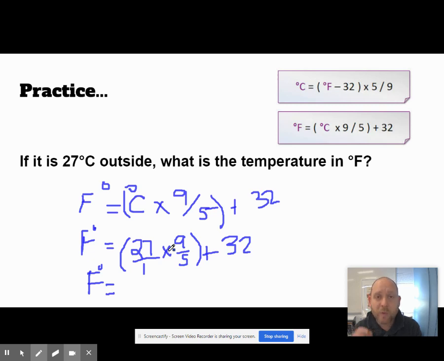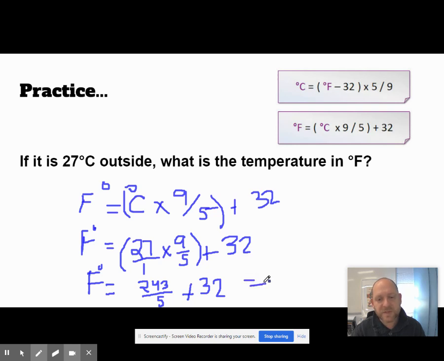Really what we're more worried about is the fact that you can do this step-by-step process in order to get an answer in a problem. So, in this case, I'm going to take 27 times 9 and put it in my calculator. 27 times 9 is 243 over 5 plus 32 is going to equal my degrees Fahrenheit.